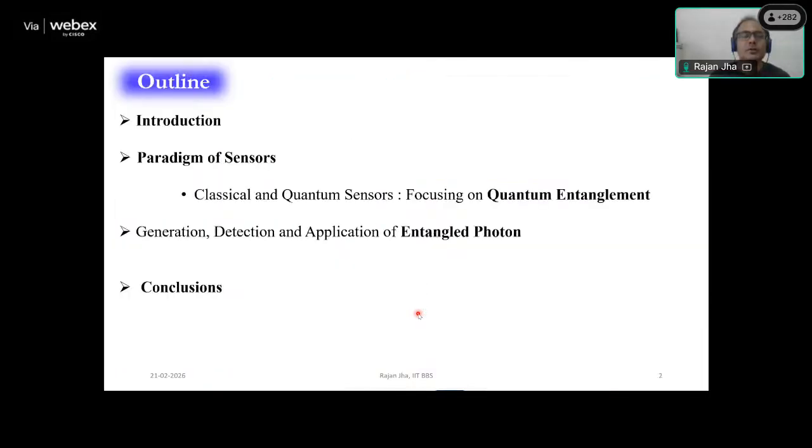I will quickly give you some slides and numbers I have discussed earlier about classical and quantum sensors. Then the whole focus will be on quantum entanglement and how it can be generated, detected, and how its application can be utilized for sensing.